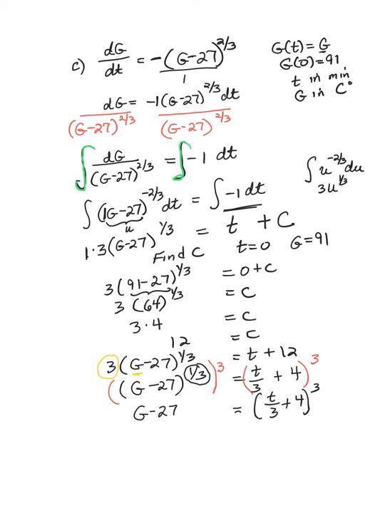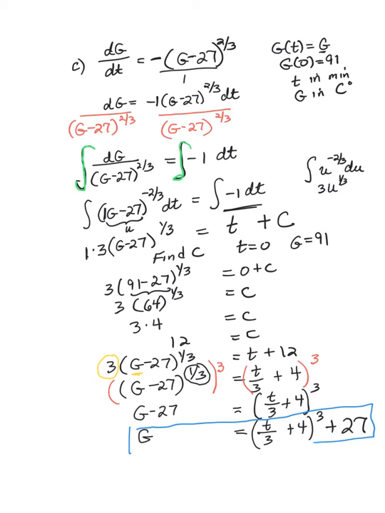Now do not cube this. Leave it that way. Our goal is just to isolate g. So we add 27 on each side. Oh, mistake there. I don't know if I could erase this now. I'm going to erase the whole thing probably. Okay, let's try it again. T over 3 plus 4 cubed plus 27. And that is our function g, which is also known as g of t, but we write g to make the notation faster.